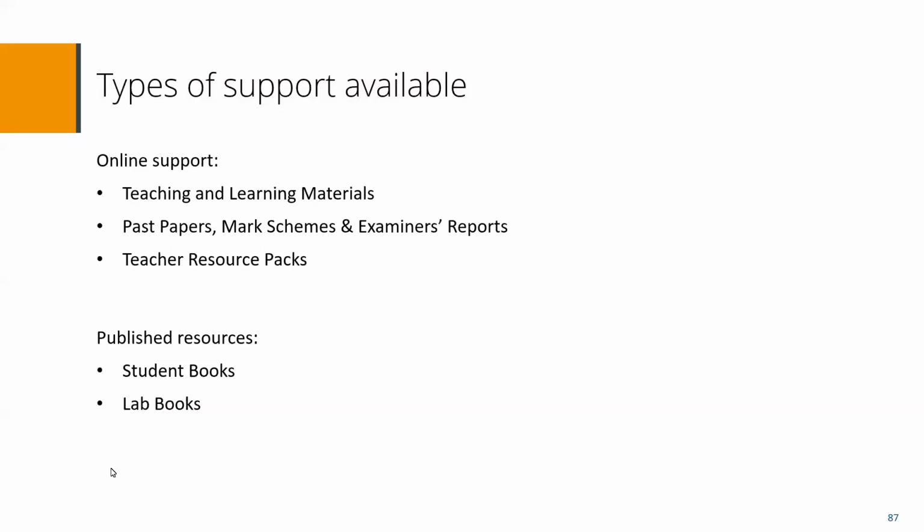Okay, so I've talked about support material. Let's have a look at it. There are 2 types of support. There's the online support that you can get from the Pearson qualification website. There are the teach and learn materials, past papers, mark schemes, examiners reports, and teacher resource packs you can get from the Pearson website. There are also published resources.